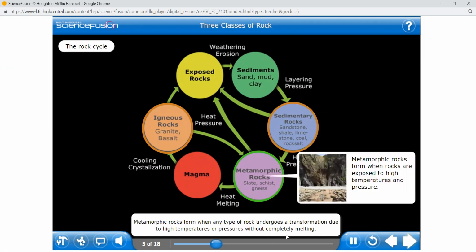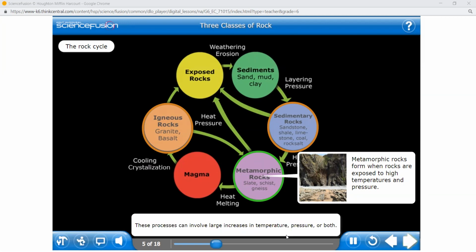Metamorphic rocks form when any type of rock undergoes a transformation due to high temperatures or pressures without completely melting. Many metamorphic rocks form during mountain building or as rock is buried deep underground. These processes can involve large increases in temperature, pressure, or both. Metamorphic rocks may also form near bodies of magma underground, which greatly increase the temperature of the surrounding rock and cause it to metamorphose.